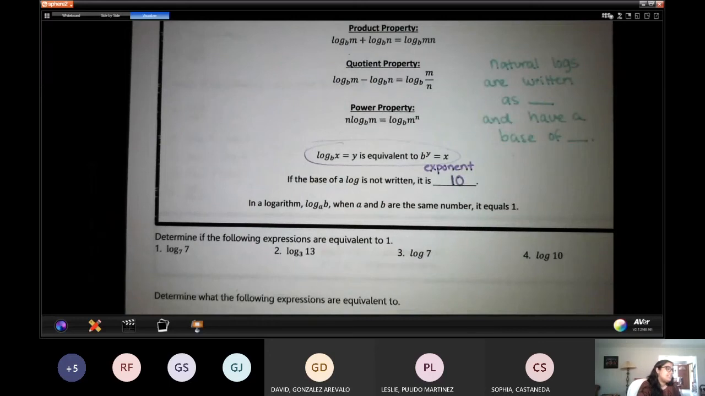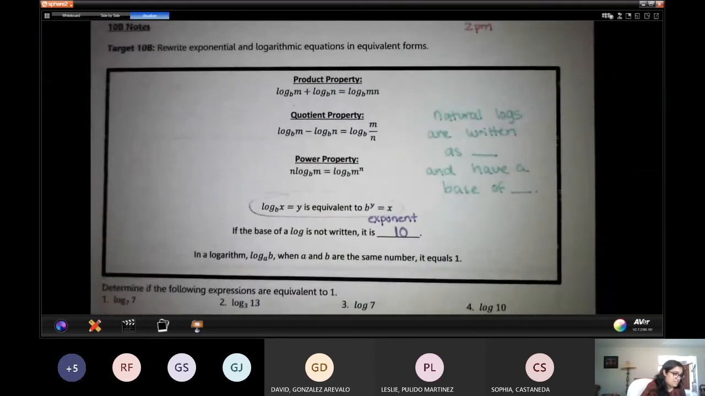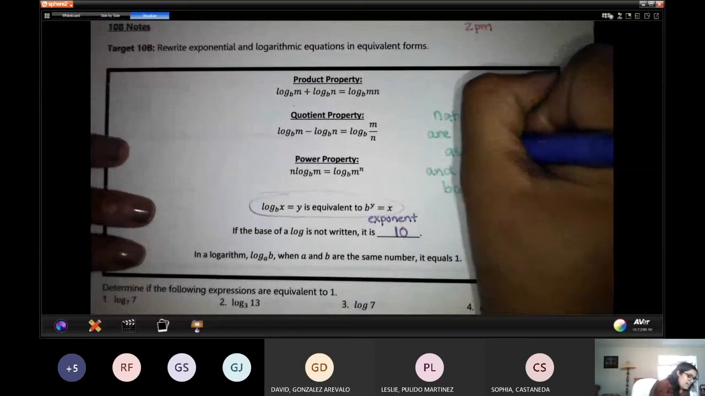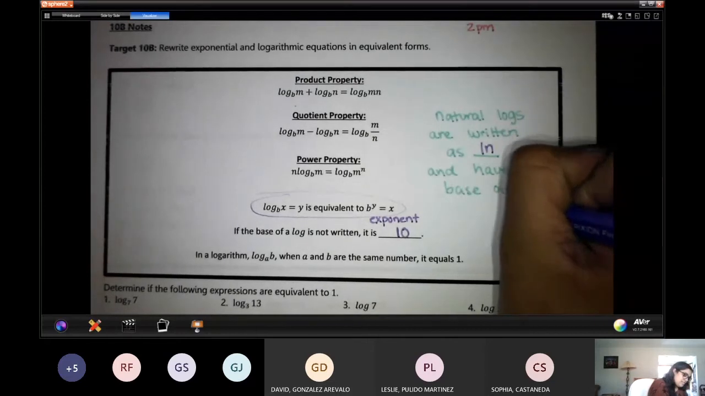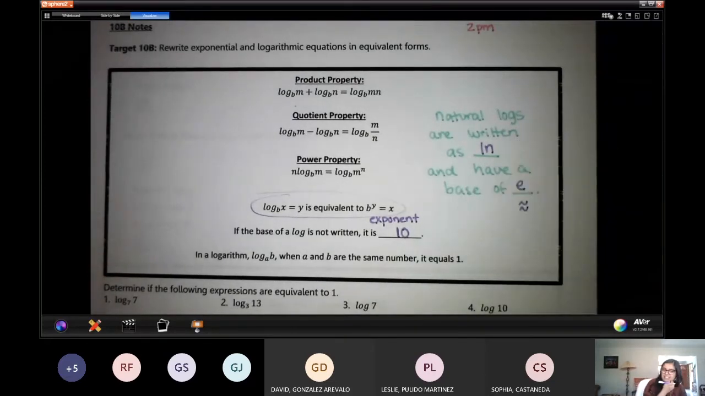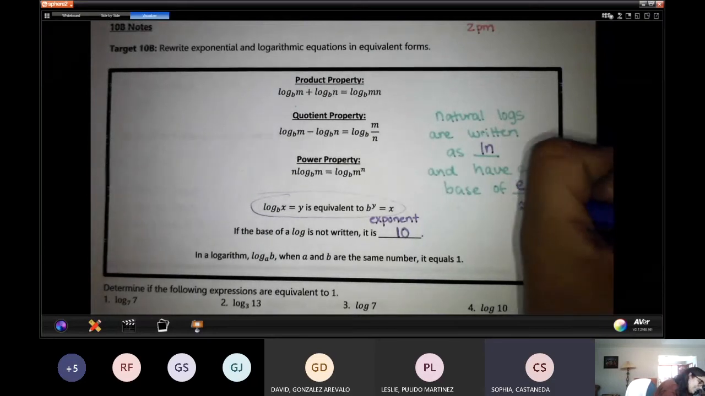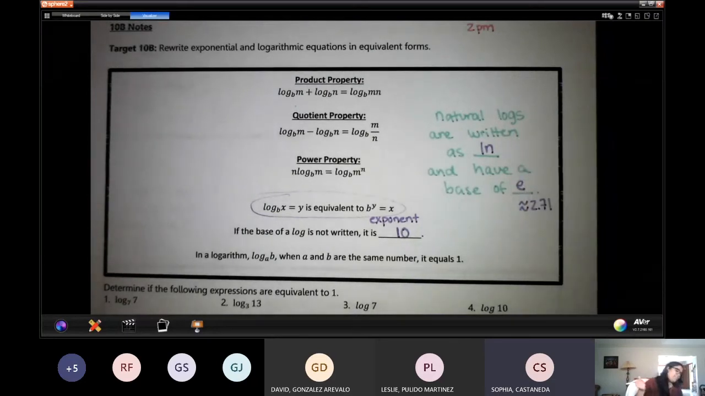And then we did a little bit of a supplement with natural logs. Natural logs are ln, and ln's different in that it has a base of e. And remember e. Do y'all remember what e is equal to, more or less? What's our estimation for e? 2.71, yeah, 2.71, perfect.